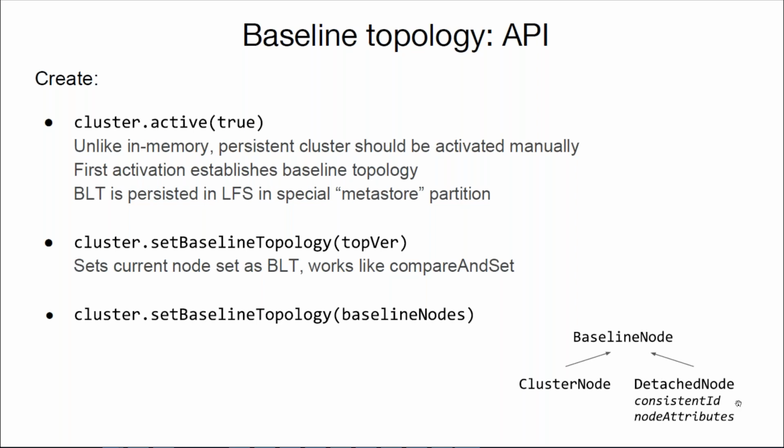You may pass a consistent ID and any node attributes if you want more precise filtering, and pass that detached node to the setBaselineTopology method. With this, for example, you may add nodes to baseline even if they are still offline. For example, you know that a new server will be shipped to your data center tomorrow, but you can still change the baseline and add the server even today.